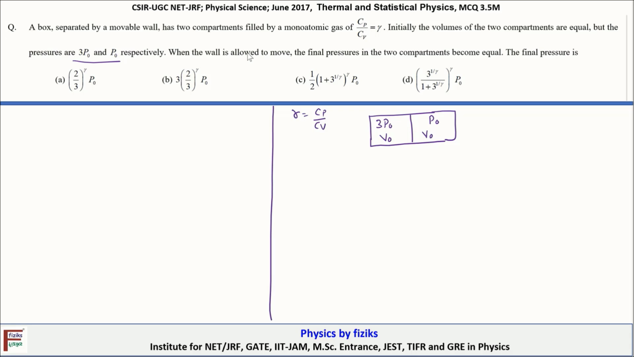When the wall is allowed to move, let's call this as our system A.